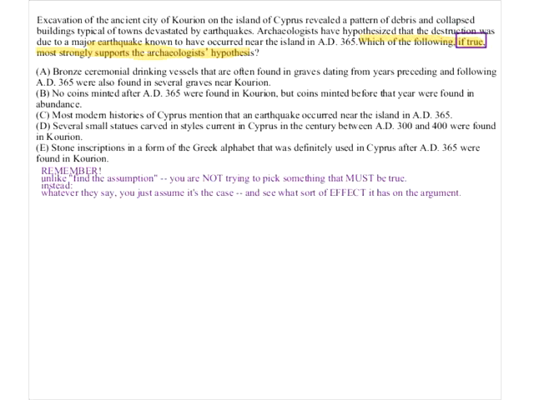Now, let me give you the single best thing that you can do here. The best thing you can do on strengthen and weaken is simplify the argument. What I mean by that is you should try your best to boil the argument down to one or two statements.